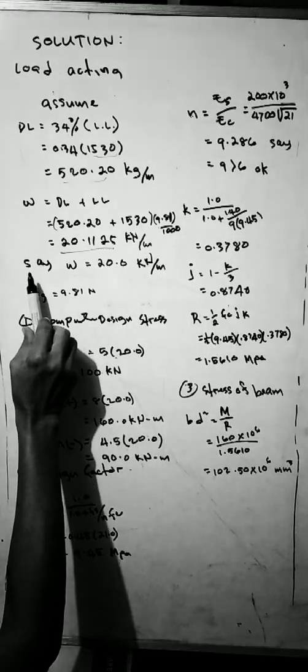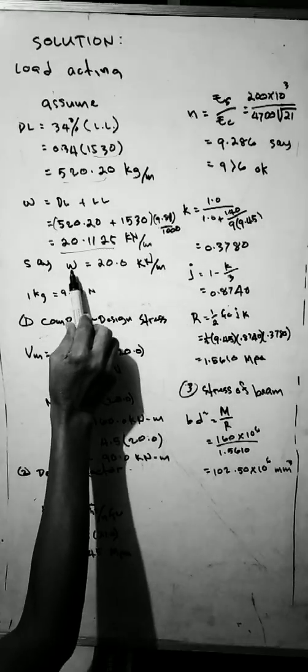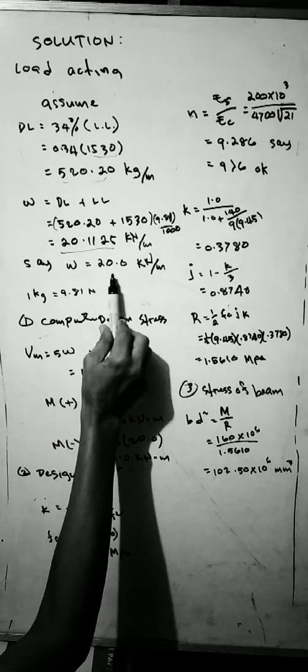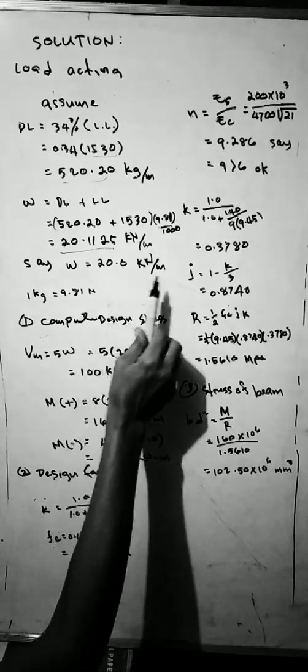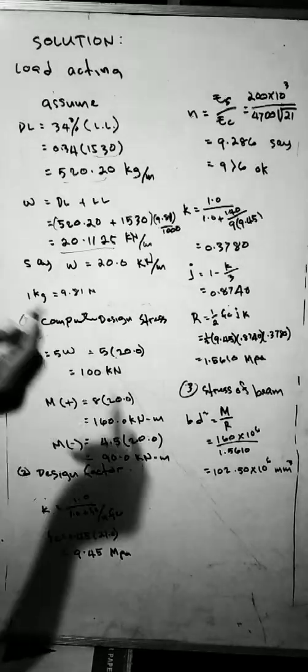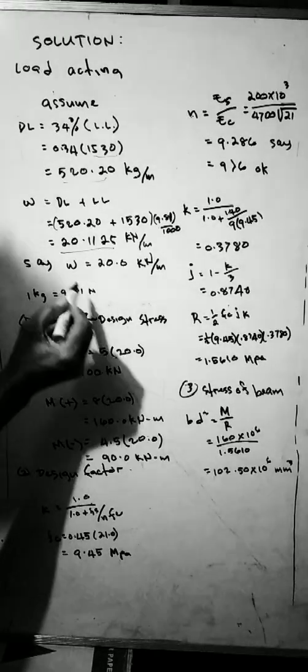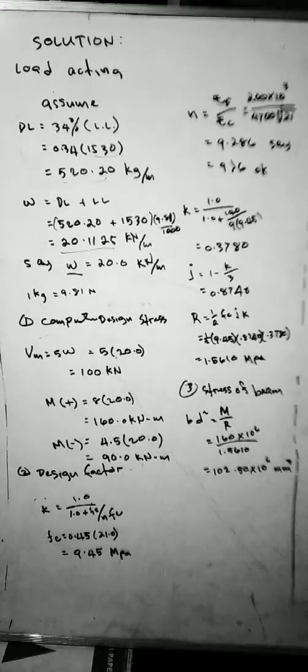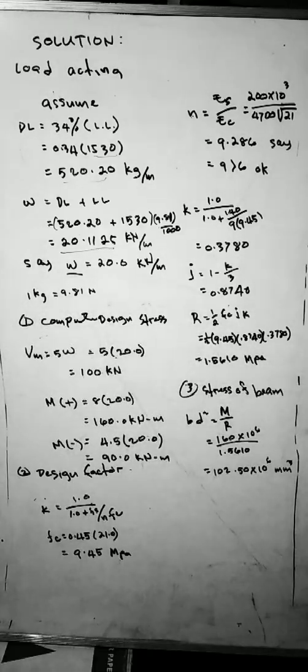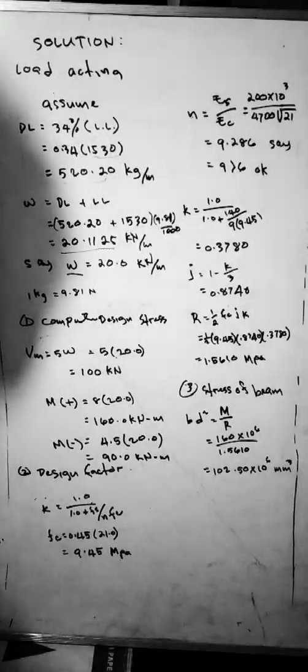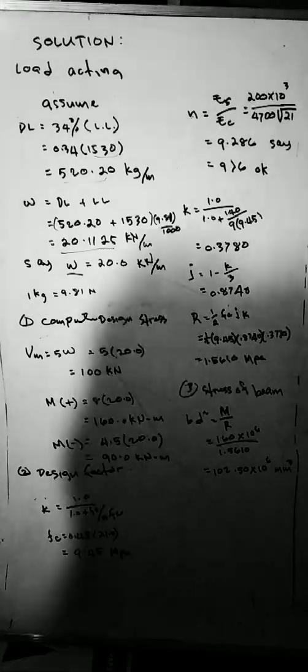So, say W is equal to 20.0 kilonewton per meter. So that is now the value of the W. Okay, that is the value of the W.